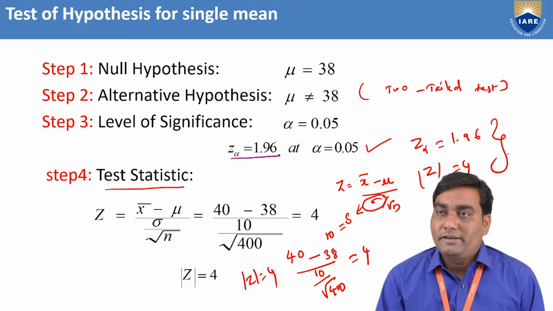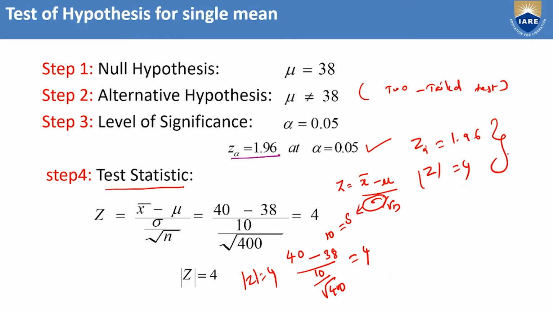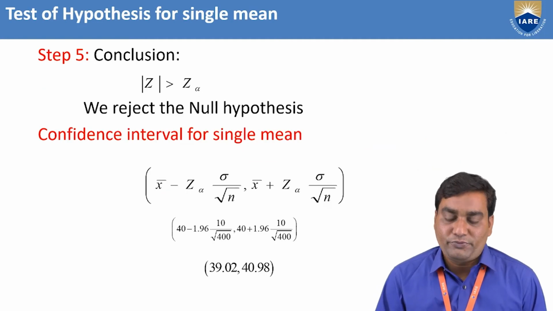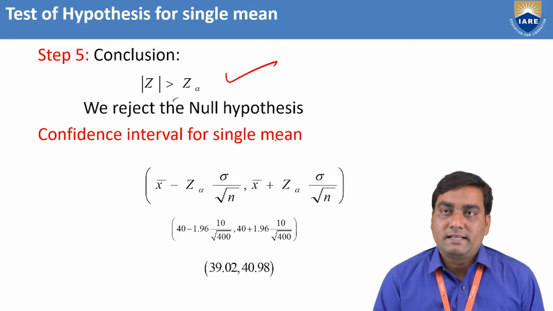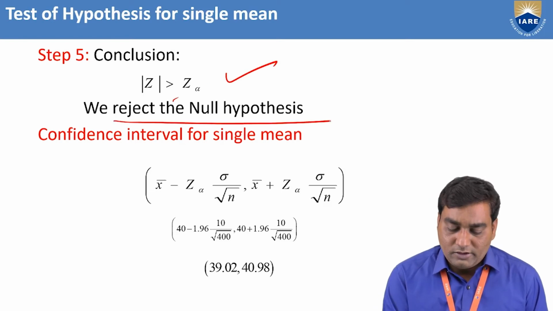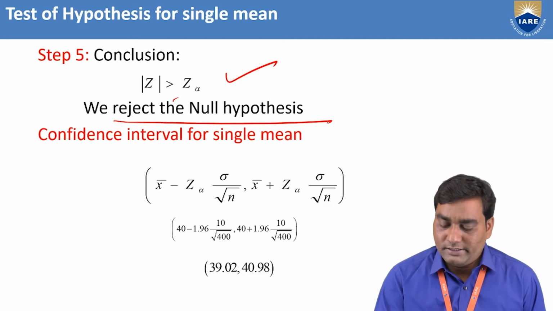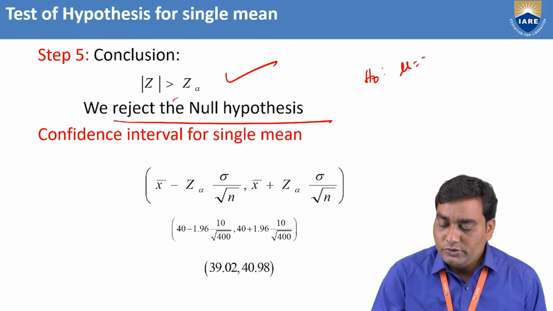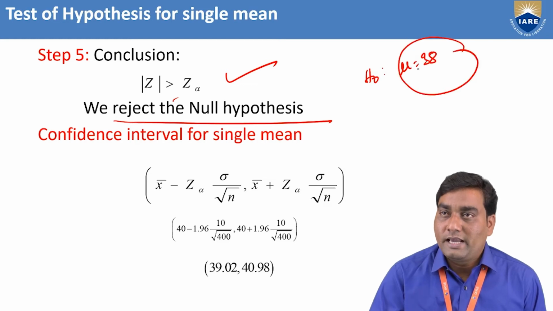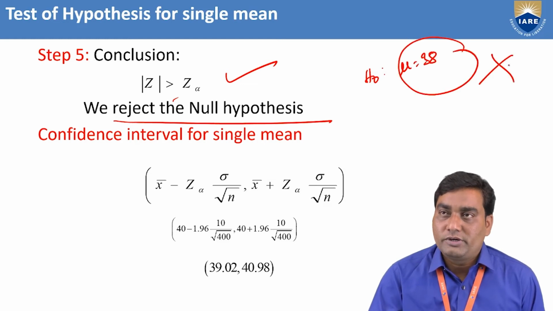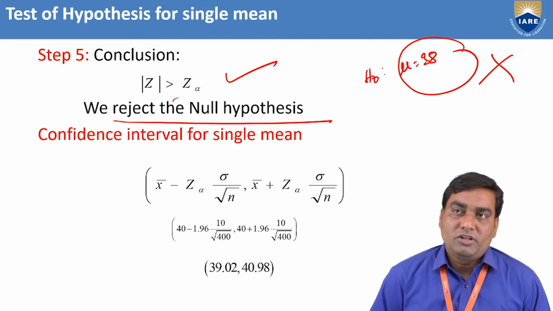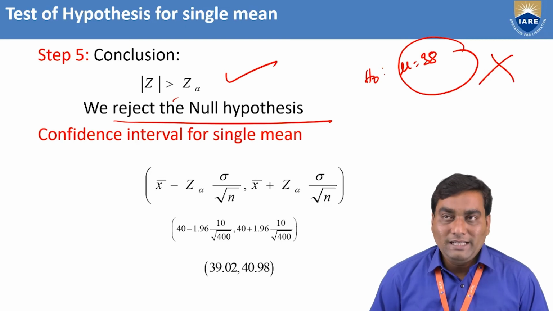In step 5, we are going to compare whether mod Z value is greater than Z alpha value. That we are going to discuss in the conclusion, step 5. Mod Z is greater than Z alpha. That means we are going to reject the null hypothesis. Null hypothesis rejection means H0, mu equal to 38, the sample came from the population, this we are going to reject. That means the sample doesn't come from the given population with the mean 38.